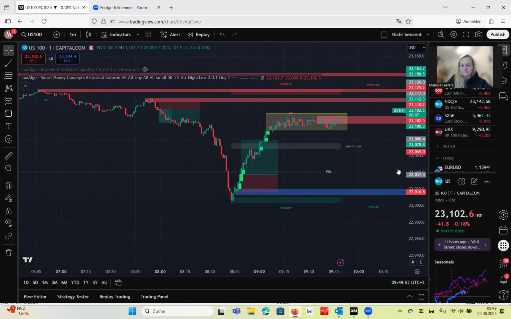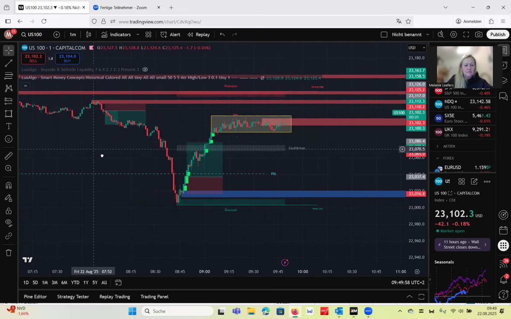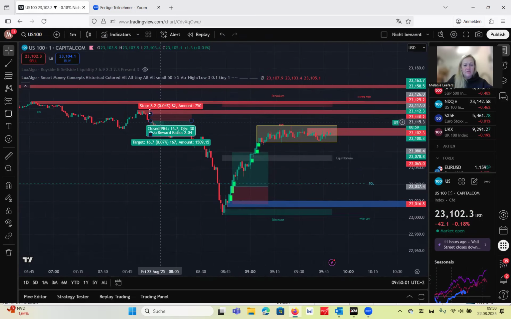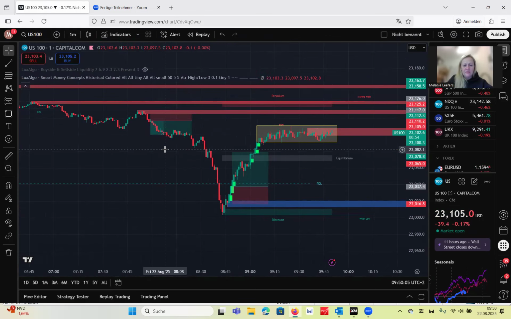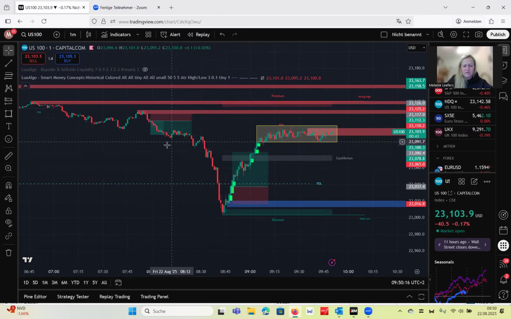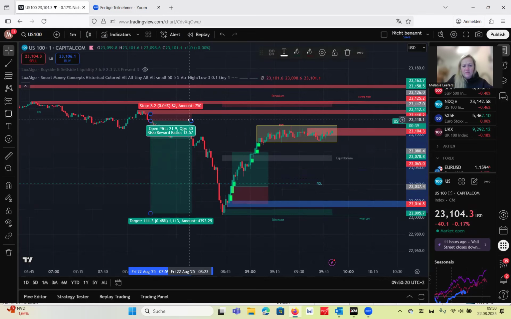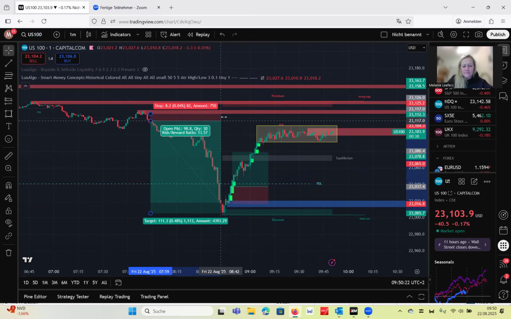Yeah. This is now just marked here. That was already before London opening. So that would have been a really good trade. There was a bearish order block. There was a fair value gap. I don't know why it's removed now. I have no idea. But this would have been a really, really good one here.